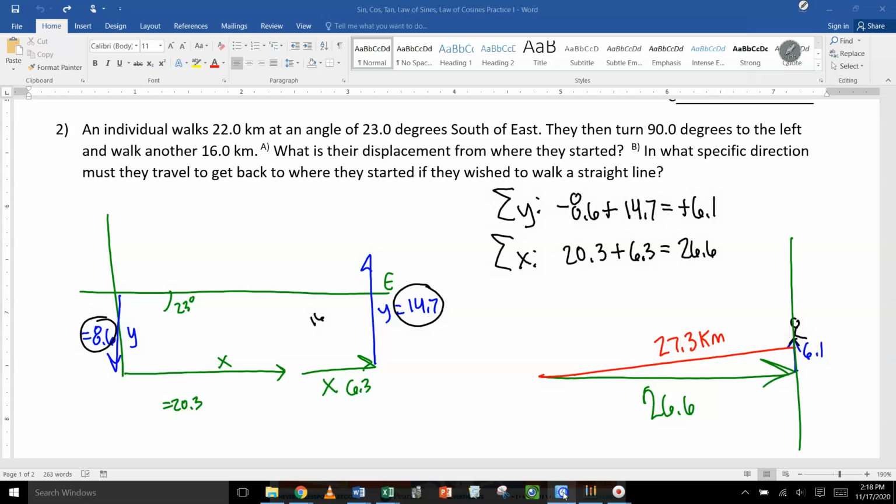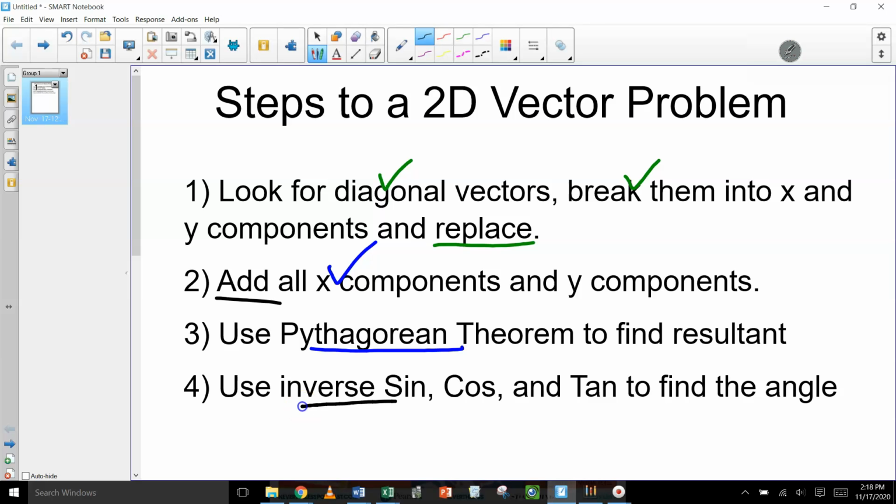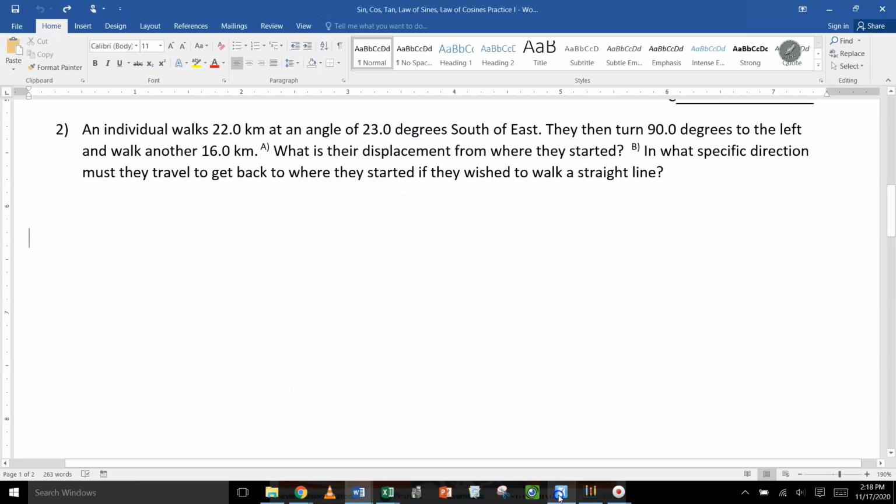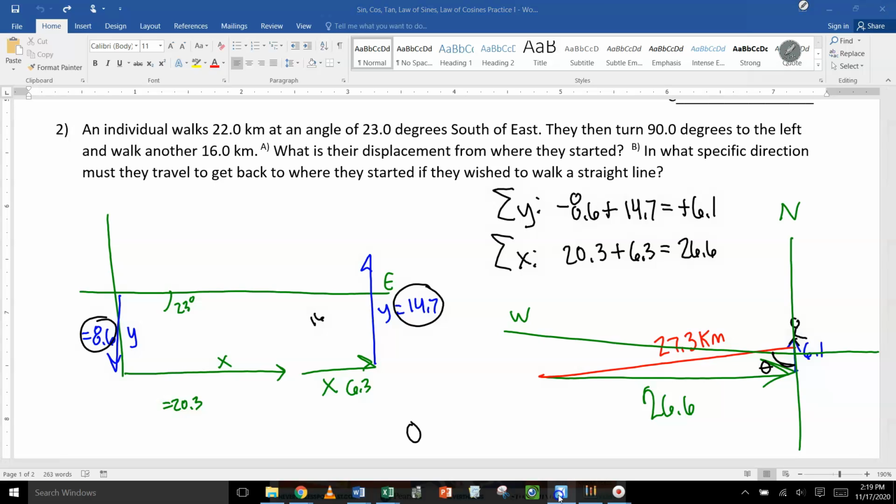So here is north. Here is west. You got to walk southwest to get home. So what I'm going to do is I'm going to find this angle right there, theta. And I'm going to do that by using the inverse sine, cosine, or tangent to find that. So I'm going to use tangent because that's my favorite. Because tangent is the opposite, which is 26.6, divided by the adjacent, 6.1, and you get 77.1 degrees.